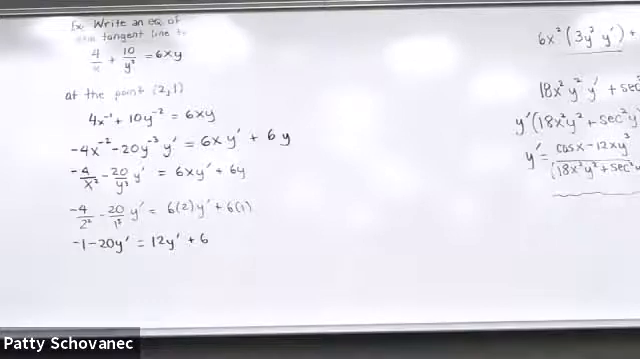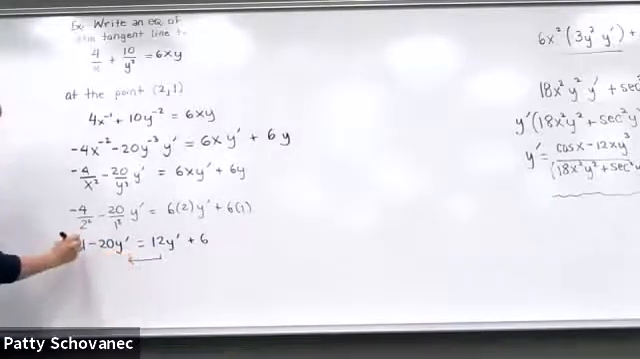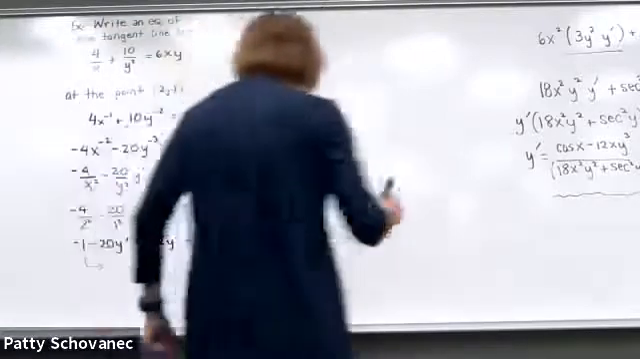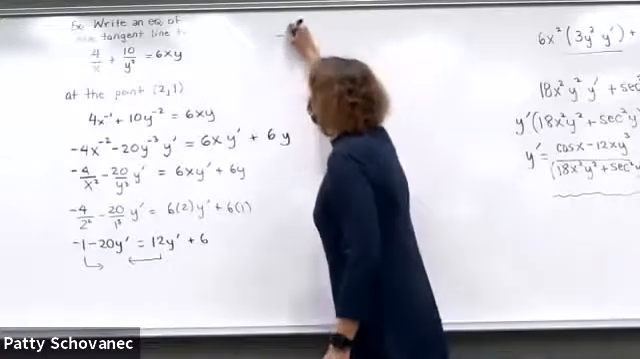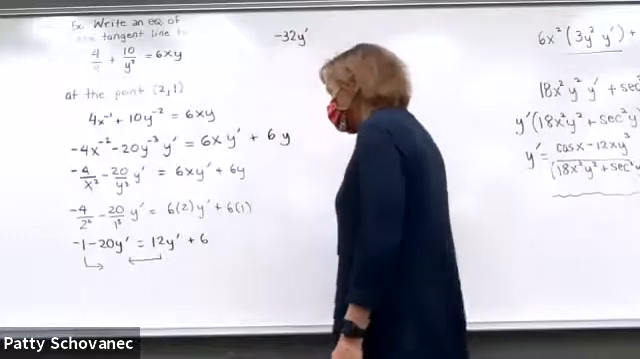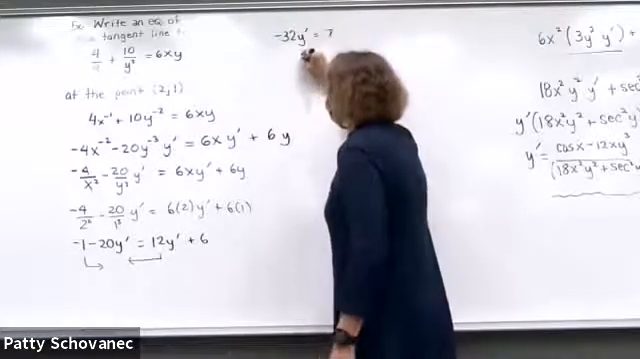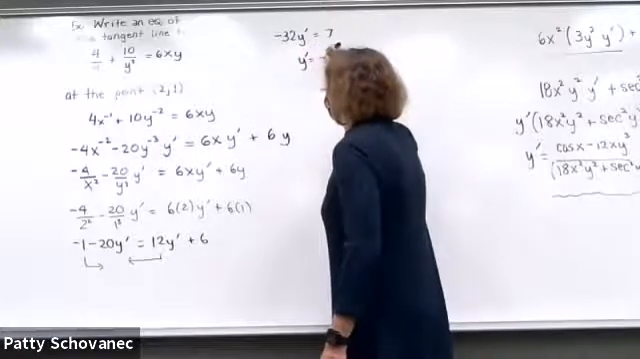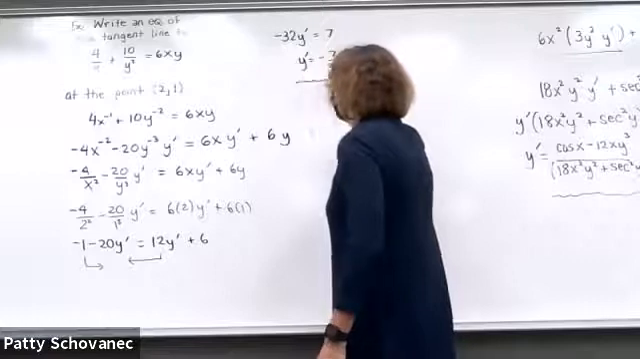I'm going to put my y primes over here. And I'm going to move the 1 to the other side. So -20 y prime minus 12 y prime gives me a -32 y prime. And then I'm going to add 1 to the 6 to give me a 7 over here. So did you get 7 over -32? And your slope of the tangent line?